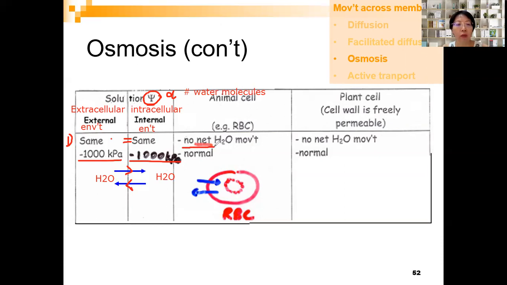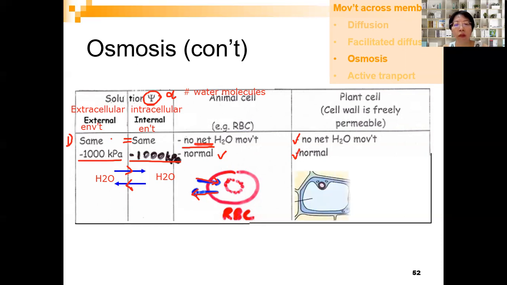Okay, because the number going into the cell and the number going out of the cell is the same. So we say that there is no net water movement. Okay, so the red blood cell will look normal. So this is a description. It will look normal. Now, as for the plant cell, it's also the same. There is also no net water movement. So the plant cell will look normal.